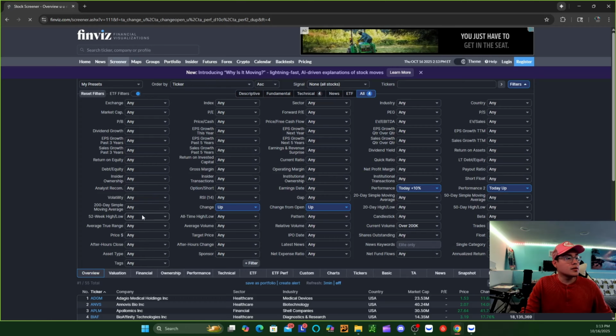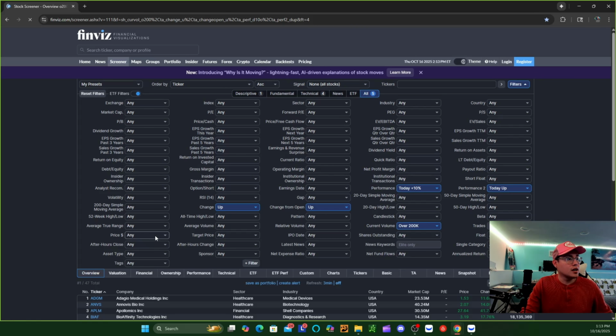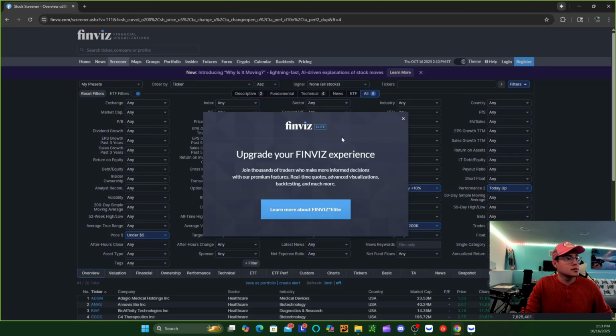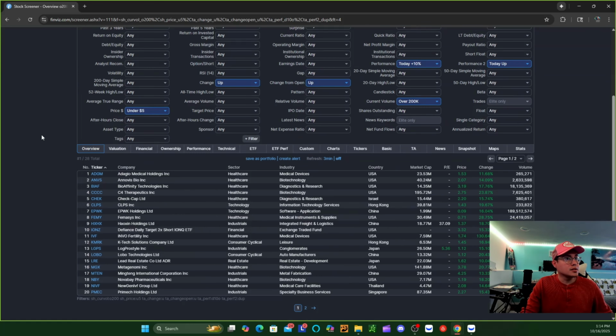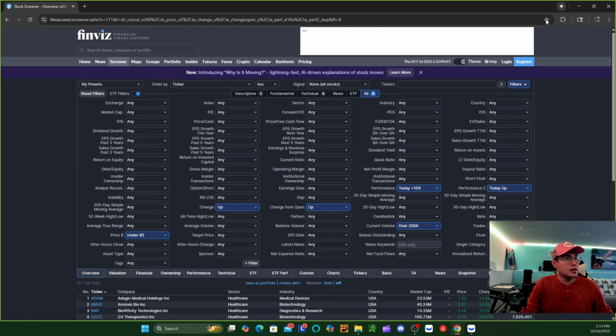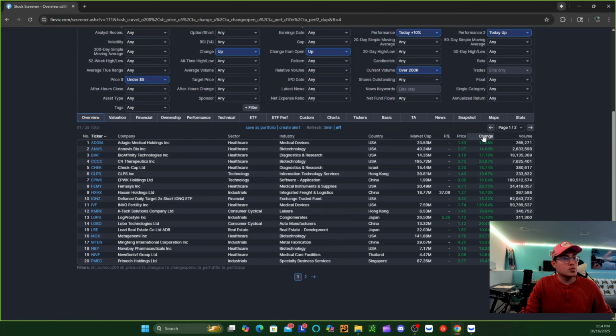Now it's up to you if you want to put a price. So we could do like under $5, what would be considered penny stocks. So then it'll come out all down here after you selected all your options. What I would do so you could save this page on your browser is just favorite it right here. I already have one favorited, so right here, just click it and it'll save it and it'll forever be stuck here.